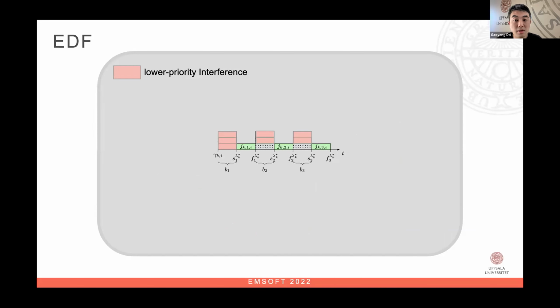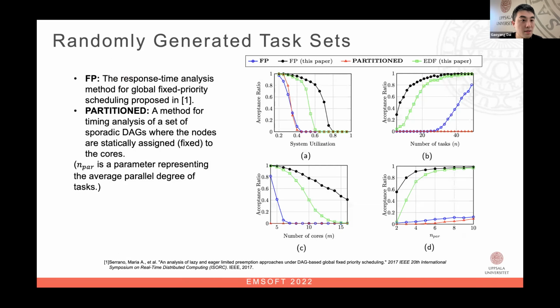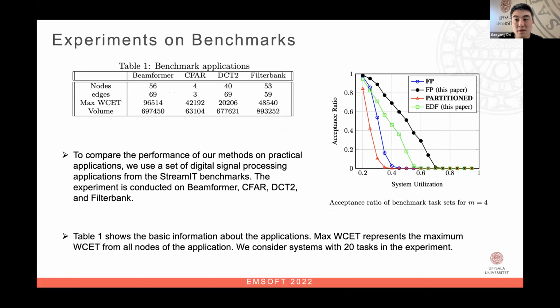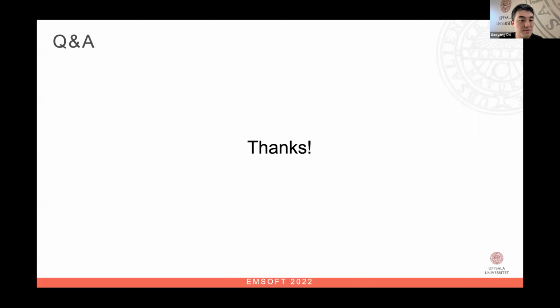After distinguishing all the possible tasks contributing to the lower priority interference, filling in the blocking points of the critical chain by those lower priority jobs can derive a safe upper bound on the lower priority interference. Finally, putting the new higher and lower priority interference into the formula can compute a safe WCRT bound for the EDF scheduling policy. We have done our experiments on randomly generated task sets and on some benchmarks that show our method outperforms the state of the art. Thank you all, and I'm happy to answer any questions.